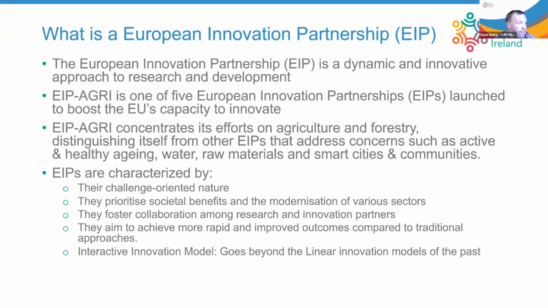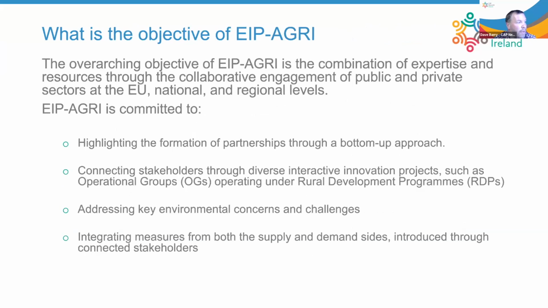And then there's an interactive innovation model. This goes beyond the traditional research that Europe had funded in the past, where it was a linear model. Now we have interactive, so it brings different partners in from the start. The overarching objective of EIP Agri is a combination of expertise and resources through engagement within the public and the private sector within the EU. EIP Agri is committed to four really key areas with the formation of the partnerships. We'll talk about that in a minute.